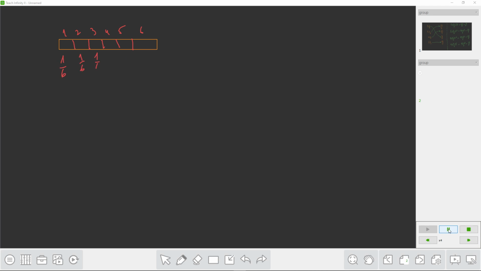Yeah, so we have 6 parts. So each part of them is 1 over 6. It means 1 part from 6. Now, the part shaded is 3 parts. 3 parts shaded. 3 parts from what? From 6. The whole is 6 parts. 3 from 6. Alright? Let's see another one.